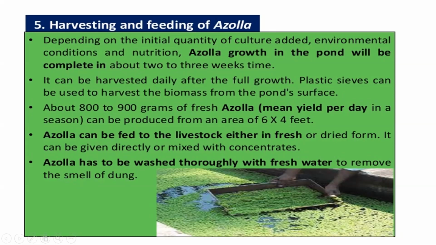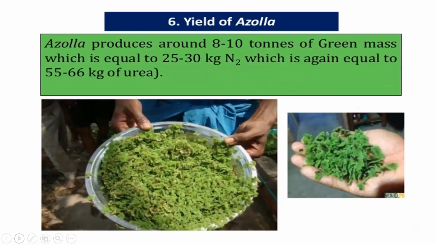If you are going to put it in the soil, it's okay. But if you are going to give it to cattle as feed, then you have to remove the smell of cow dung and superphosphate. So you have to wash it with water. That additional step has to be done.